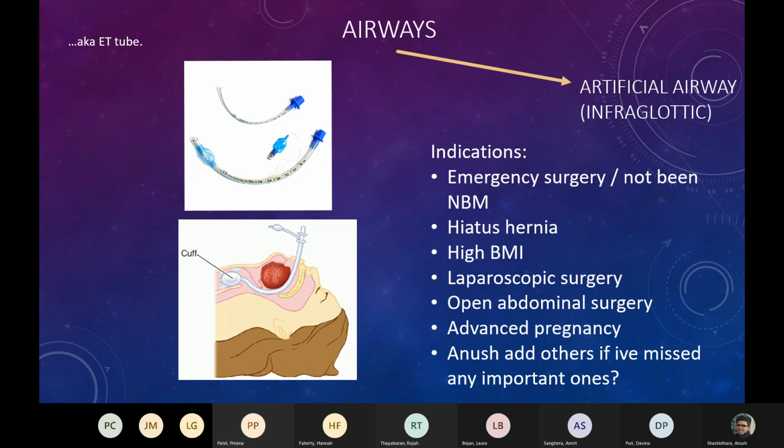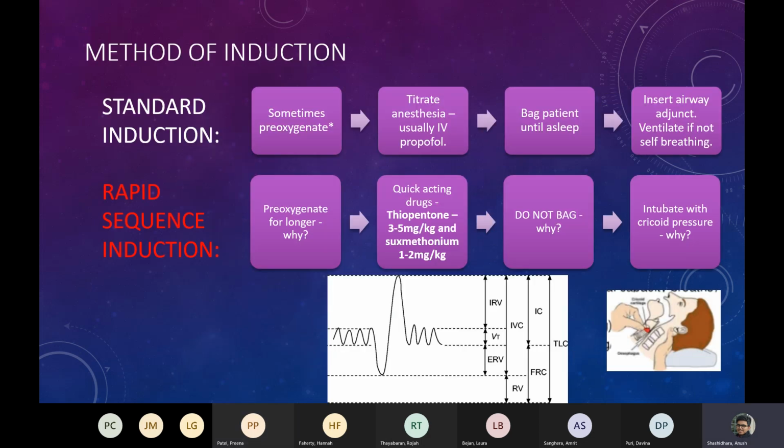Okay. I forgot to take that out. Anush, do you have any others you want to add? No. Advanced pregnancy is actually very important, but don't worry about it because it's in 5th year. But there's an important syndrome you'll learn about for your own learning, Preena.